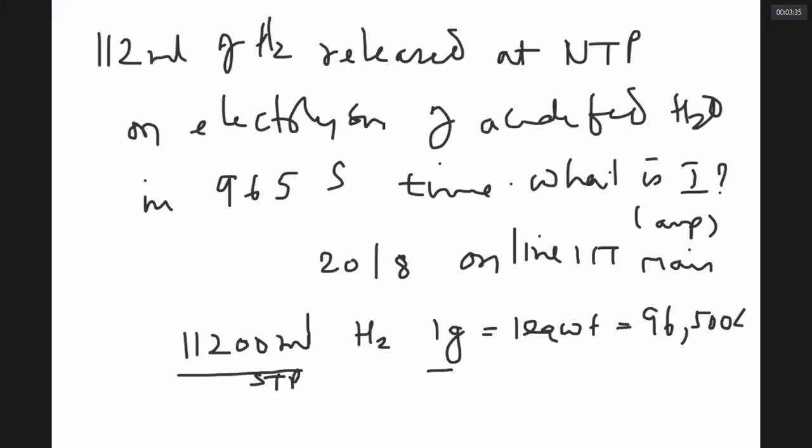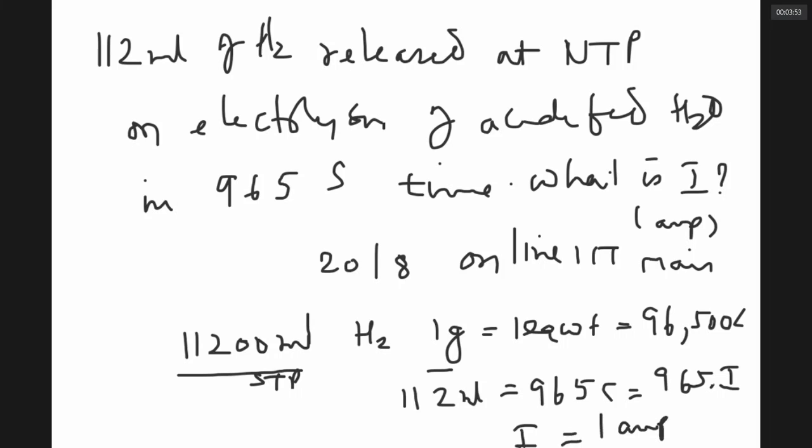So 112 ml means it is 965 coulombs. 965 coulombs is equal to time in seconds into amperage. So amperage is equal to how much? 1 ampere.